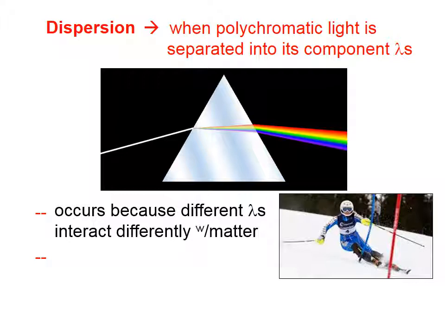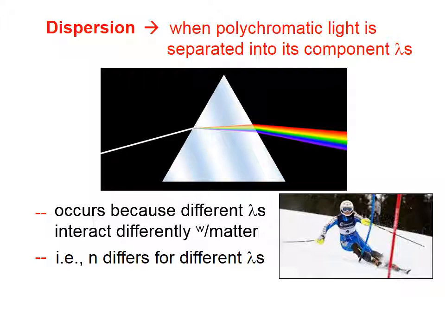Dispersion occurs because different wavelengths of light interact differently with matter. It turns out that shorter wavelengths of light interact more with matter than longer wavelengths. The shorter wavelengths, namely the blues and the violets, are slowed down and therefore bent more than the longer red wavelengths. In other words, the index of refraction actually depends on the wavelength of light.